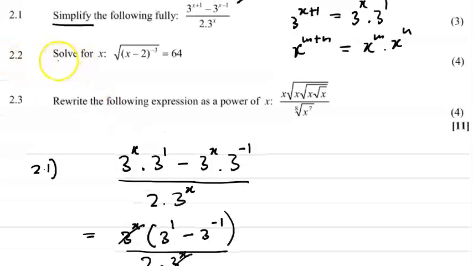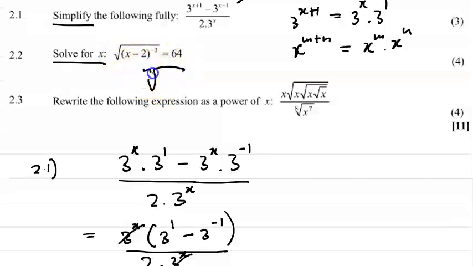Let's look at the next question. It says solve for x. So for this particular question, once again, we need to know our laws of exponents. The square root of (x minus 2) to the minus 3 equals 64. The law that I want to look at here is the following. Remember that if I have the nth root of x to the power m, it's going to equal x to the m divided by n. So that's going to be minus 3 divided by 2. So I'm going to say (x minus 2) to the minus 3 over 2, equals 64.